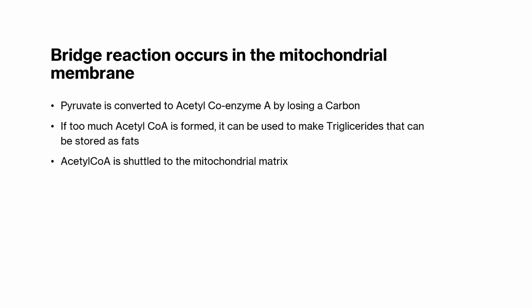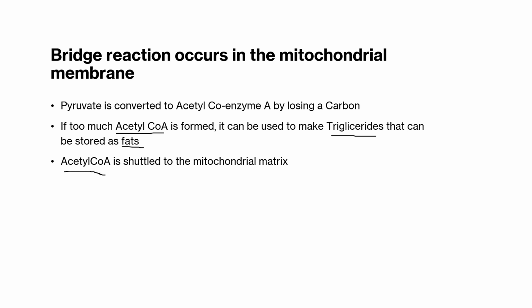Now, if we talk about the bridge reaction first, pyruvate is converted to acetyl-CoA, and coenzyme A is pretty much a partial enzyme that gets bound to acetyl, and to get that, you lose a carbon. So we end up going from 3 carbons to 2 carbons. Now, one thing to know is if you have too much acetyl-CoA, it can be used to form triglycerides, which will then be stored as fats and fatty acids, but we're going to talk about that later. So too much pyruvate, you end up making more fats.